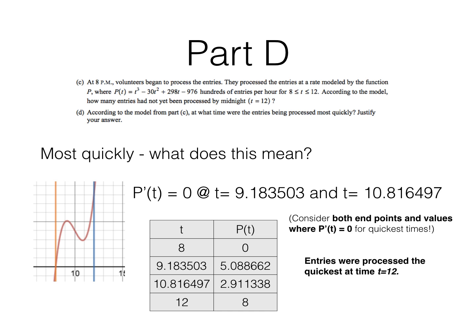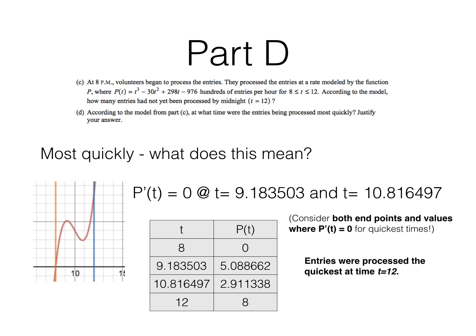All right, so part D, it's asking us, according to the model from part C, at what time were the entries being processed most quickly, and justify your answer. All right, let's think about that. What does most quickly mean? If you think about that, most quickly means when the rate is the greatest. Okay, so knowing that, we're going to need to justify our answer. So if you graphed the function, you would see that this is the graph here. And between 8 and 12, you would know that it's 12. But you need to justify your answer. So how would you do that?